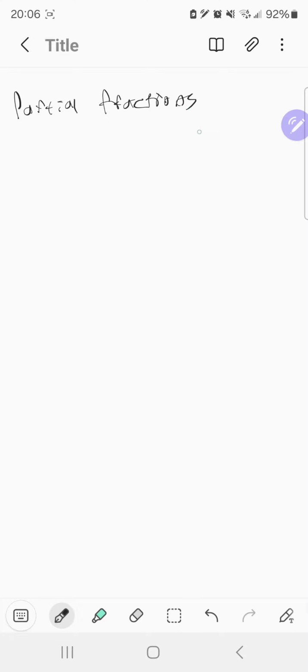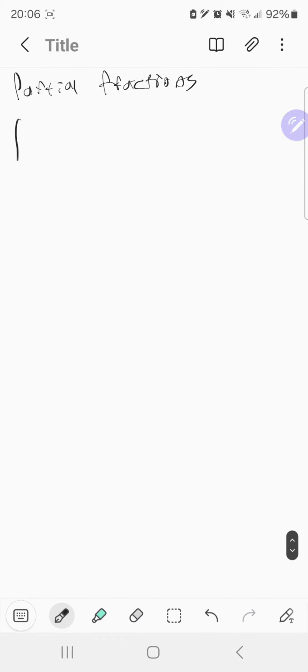Partial fractions. Now, partial fractions is another way of rearranging an equation, and generally it can make integrating an equation much easier, especially if the equation couldn't be integrated previously.